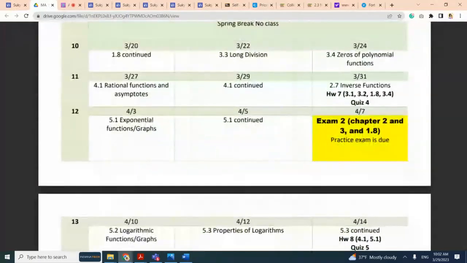So this Friday we will have homework 7. It covers 3.1, 3.2, 1.8, and 3.4. And then we also have quiz 4.